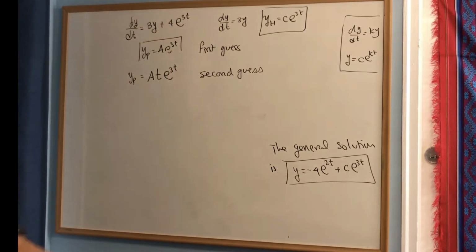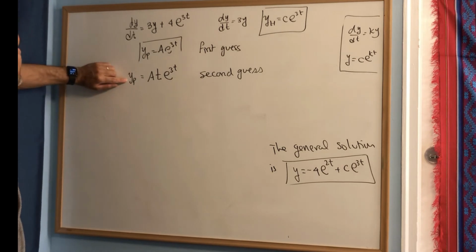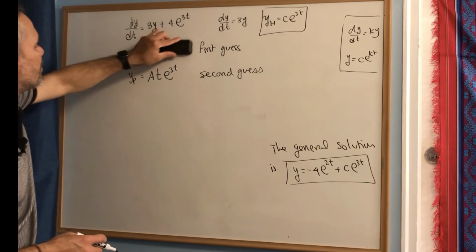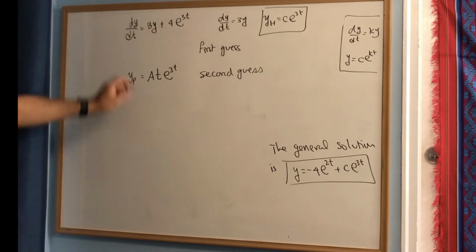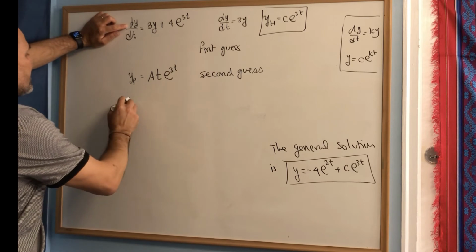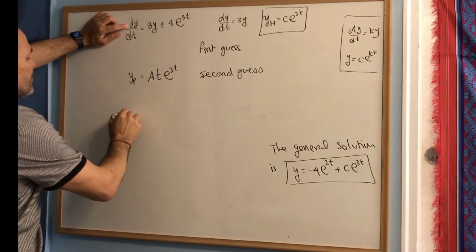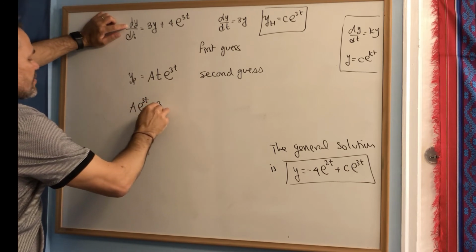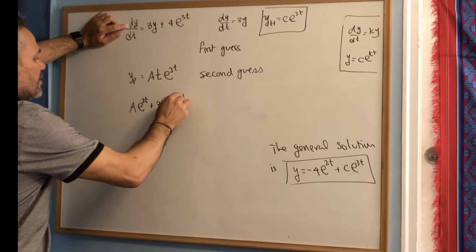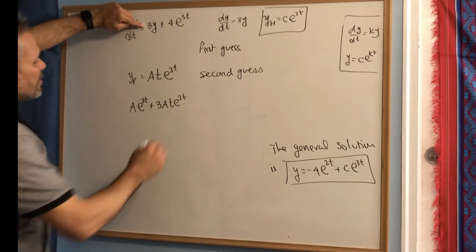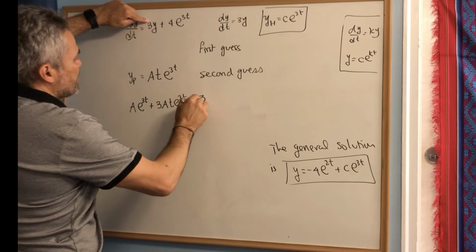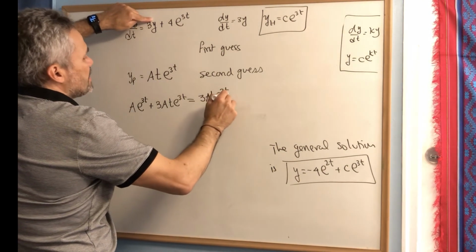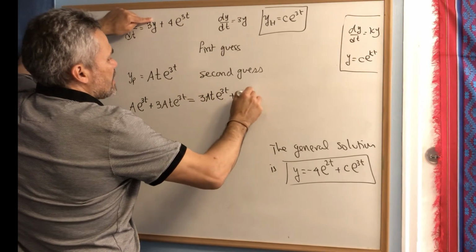Let's see if this works. The first one didn't work, so let's try this one. I take the derivative. What is the derivative here? I have to use the derivative of a product: a times e to the 3t plus 3at e to the 3t. This is the derivative of the function. It equals 3 times the function, a t e to the 3t, plus 4 e to the 3t.